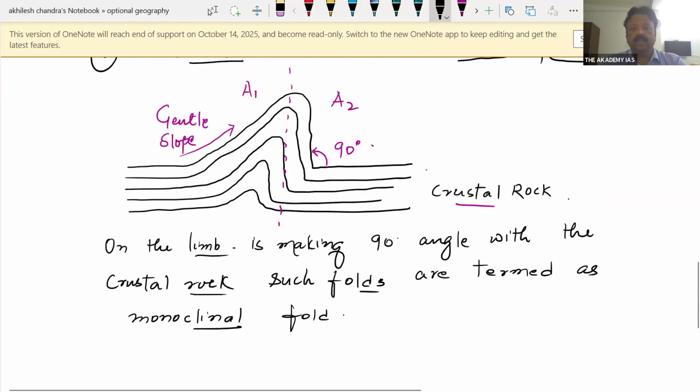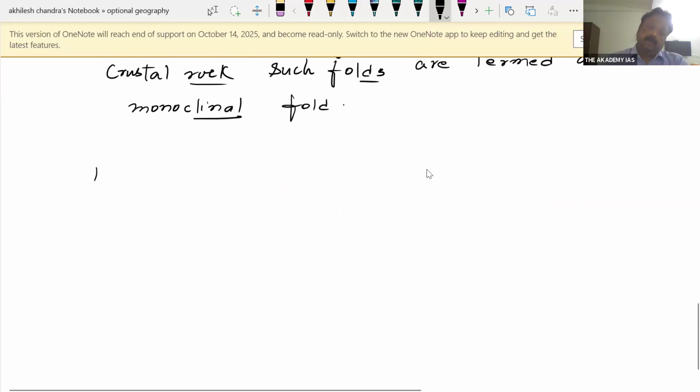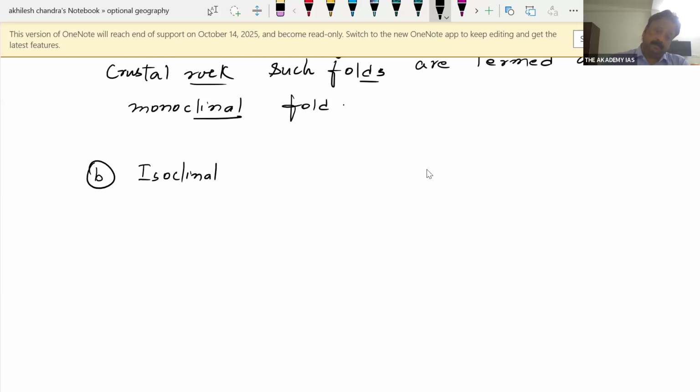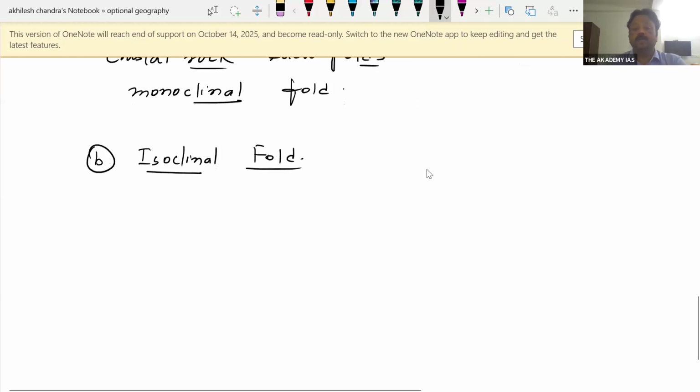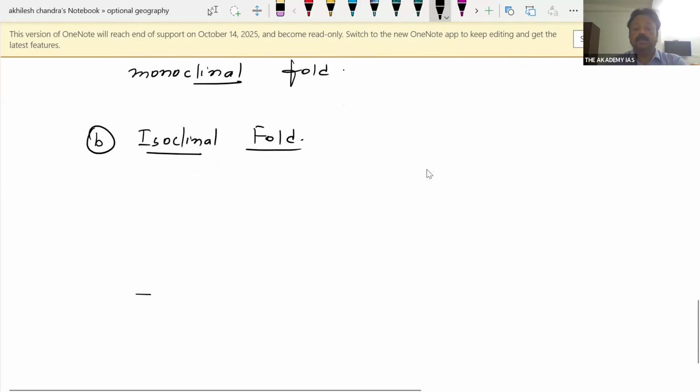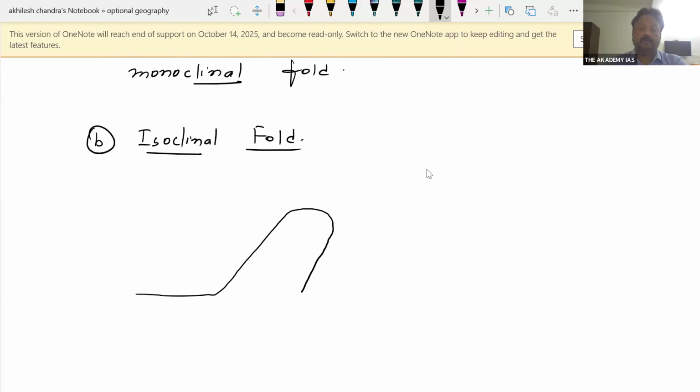Then there is the isoclinal fold. So in an isoclinal fold, both the forces are so strong that both the arms remain parallel with each other. They remain parallel with each other. Like this.